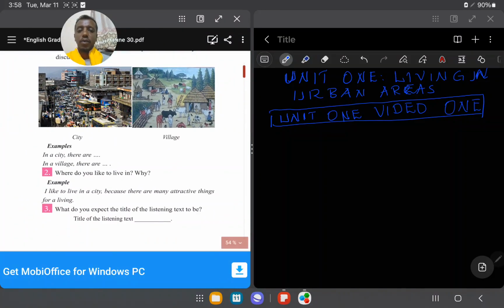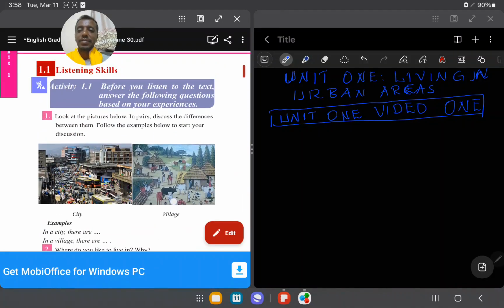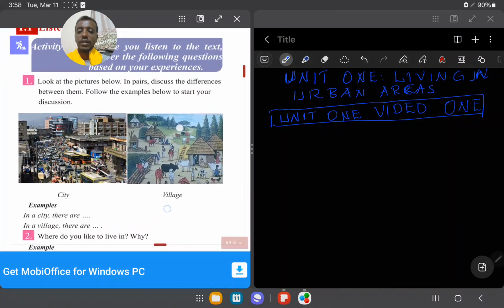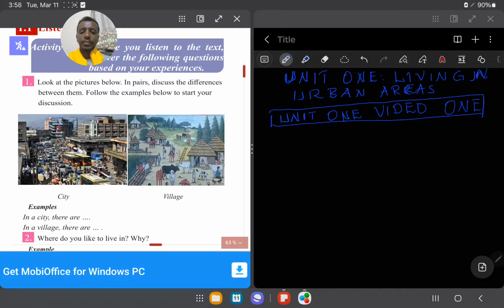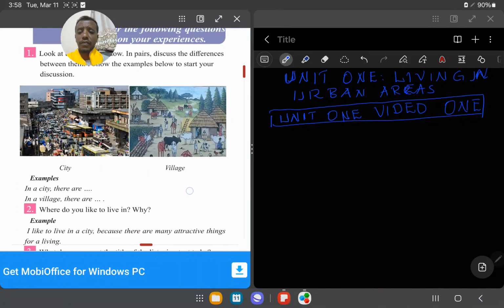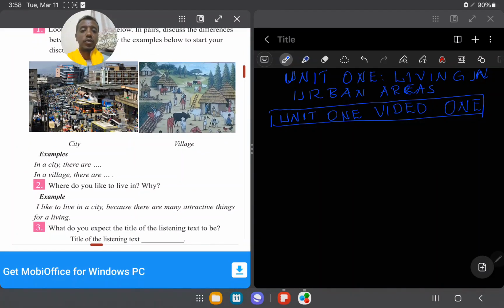So when I read, have in mind the example, then the question: where do you like to live? What do you compare from the listening text? Take this into consideration. The second question is, what do you expect the title of the listening text to be? Look at the picture. What do you understand before I read? Now, I can read the text for you if you have this kind of question in your mind. Now, let's read together.